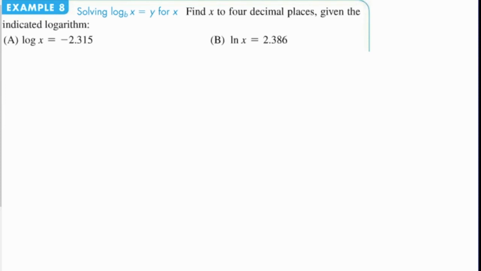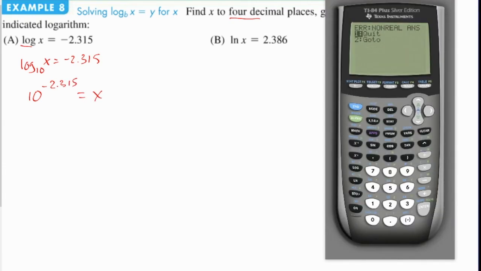So now we'll use our log properties and the calculator combined to solve for these values for the log. It says find x to 4 decimal places. So we understand that whenever log does not have a base showing, it is log base 10. And we're saying that y is the exponent, so 10 raised to the negative 2.315 is equal to x. 10 raised to the negative 2.315 gives us x is 0.0048.